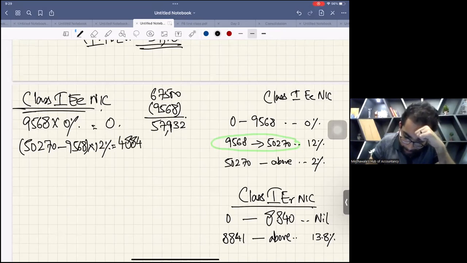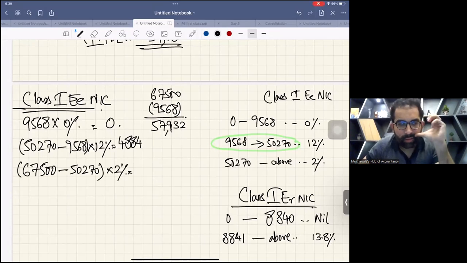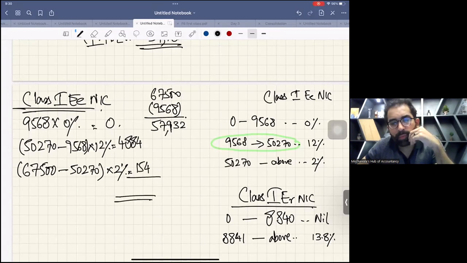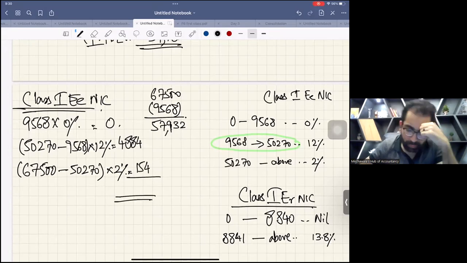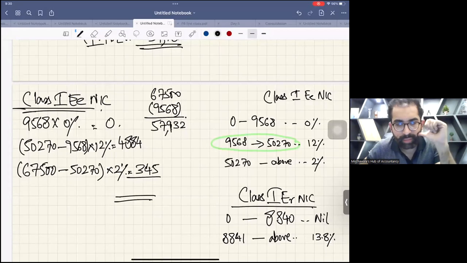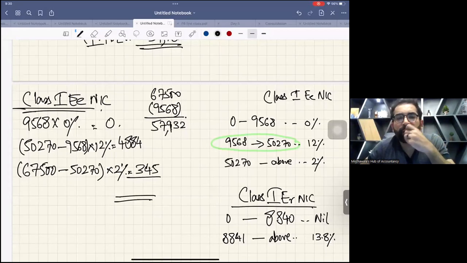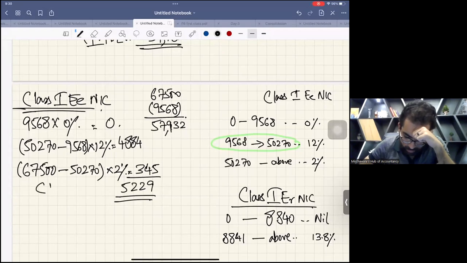And now, finally, listen. 67,500 minus what was the last band? 50270 times 2%. Come on, tell me. What is the last number? $154. How much is the total class 1 employee NIC now? It's $344. Sorry, somebody told me wrong. $344 or $345. Okay, no issue. Tell me the total amount of class 1 employee NIC now. This is class 1 employee NIC.